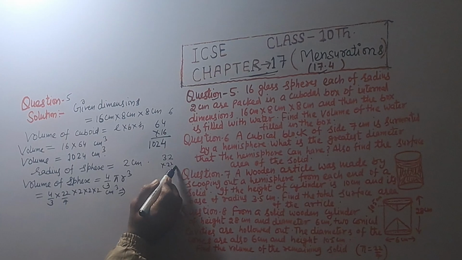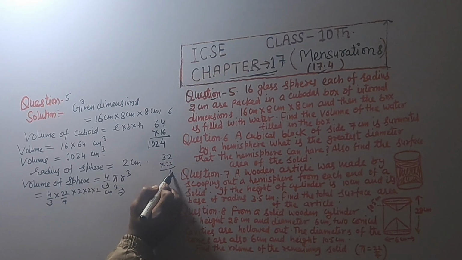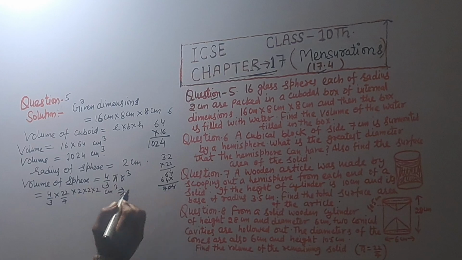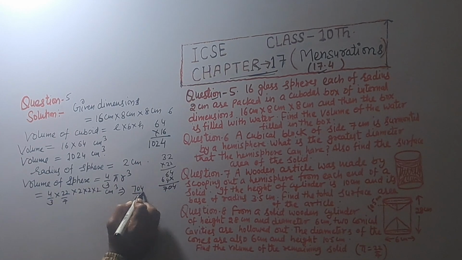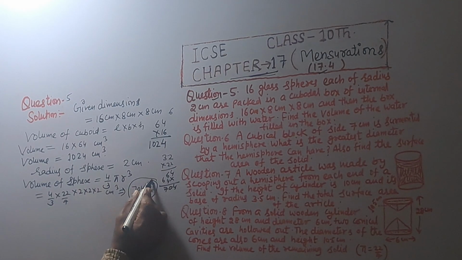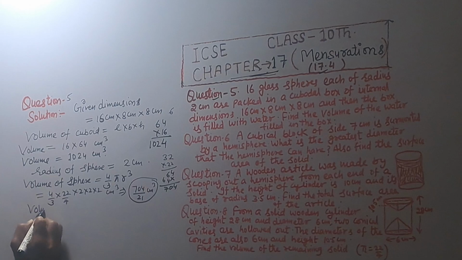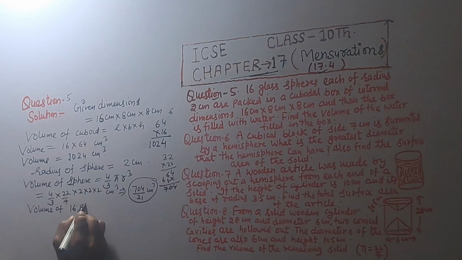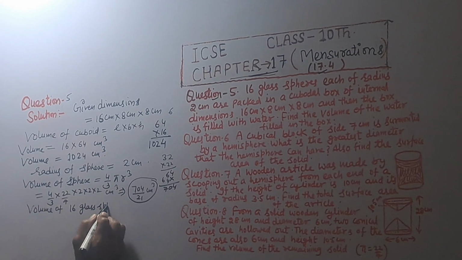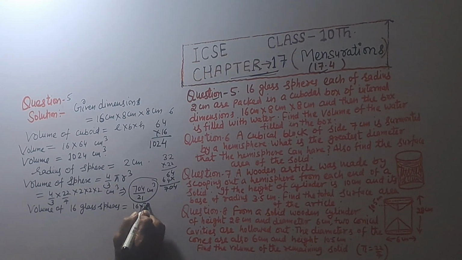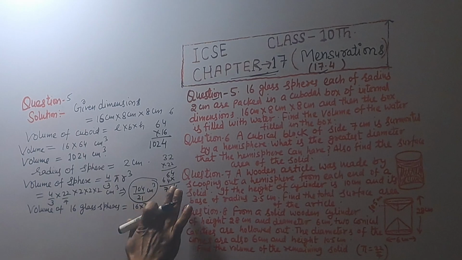32 into 22, that is 2 2s are 4, 2 3s are 6, 4 6, that is 704 upon 7 3s are 21 centimeter cube. Volume of 16 glass spheres is equal to 16 multiplied by 704 upon 21.